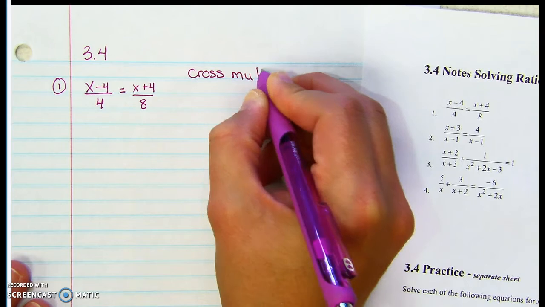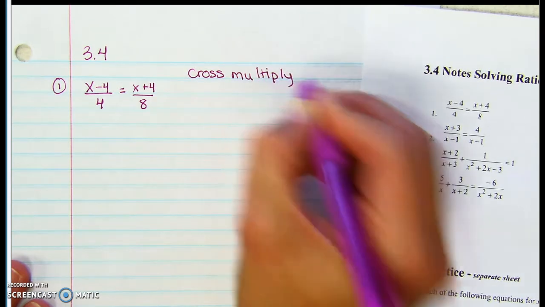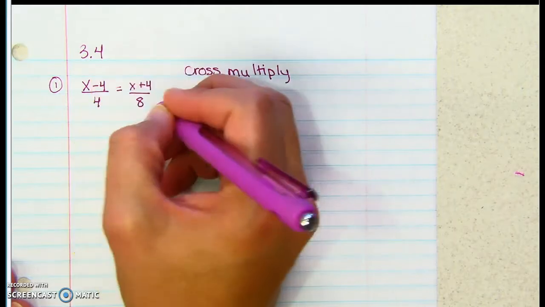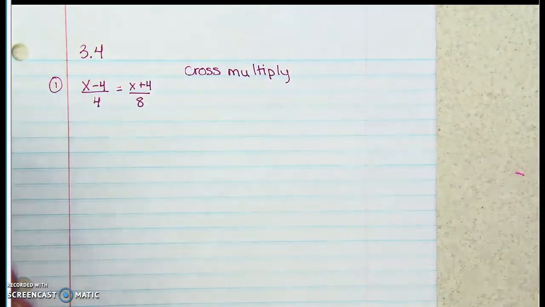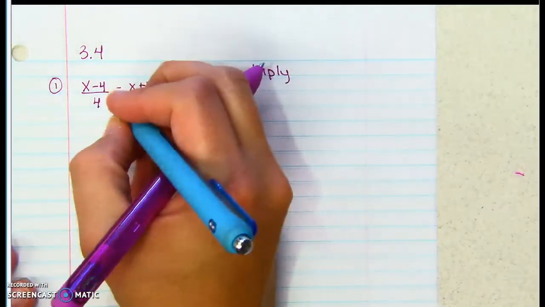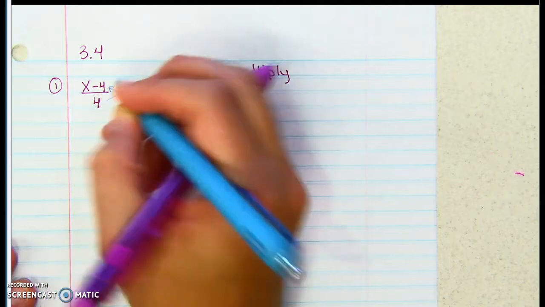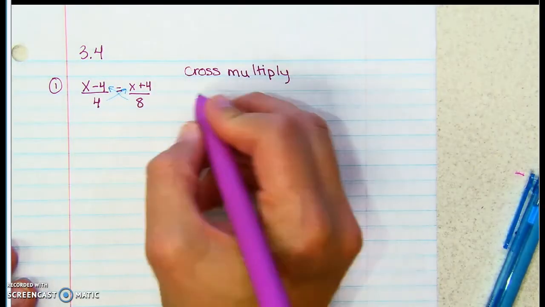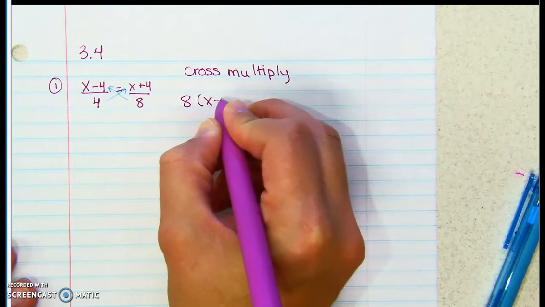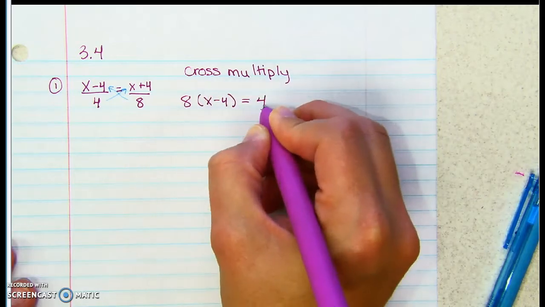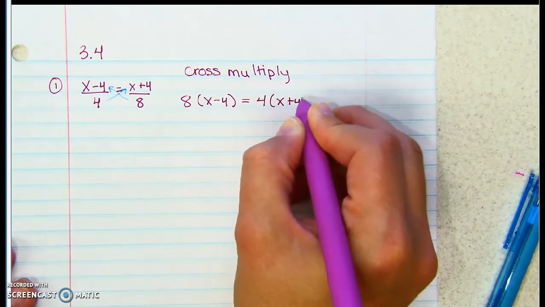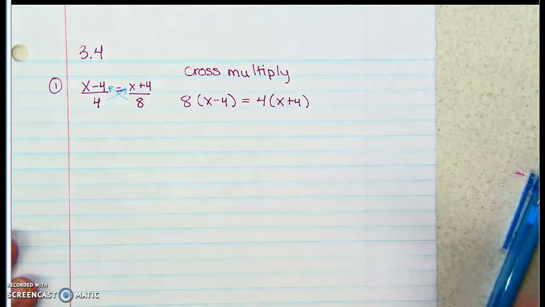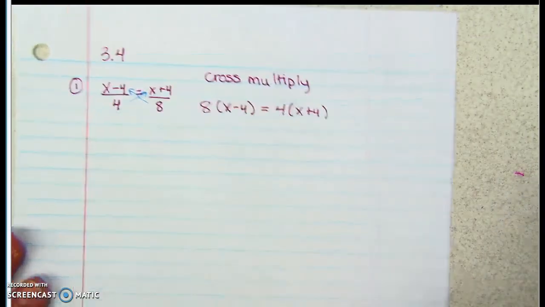Now, when we cross multiply, what we're doing is we're saying we want to get rid of the 8, so we're going to multiply both sides by 8, and we're going to get rid of the 4 by multiplying both sides by 4. But really what we're doing is we're just doing this. We're doing 8 times, so this turns into a new equation. 8 times x minus 4 equals 4 times x plus 4. And we'll distribute that and solve for x, but do you want me to show you why? Why can we do that?